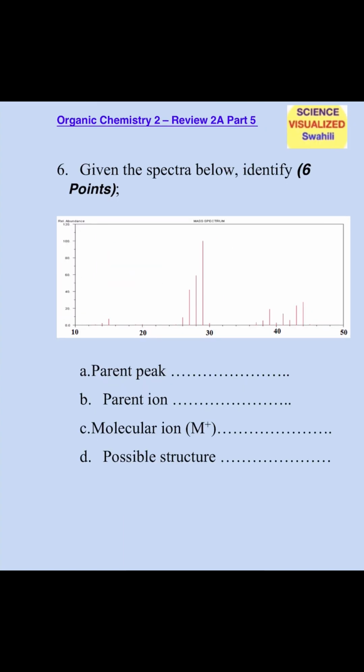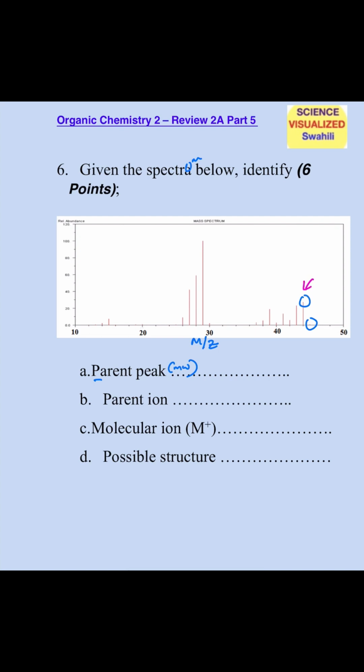Last question. Given the spectrum below, identify, this is actually a mass spectrum. The units here should be m/z, which is mass to charge ratio. Identify the parent peak. The parent peak is what you have before the molecule starts splitting, and therefore it's going to give you the molecular weight. That's usually farthest to the right. So farthest to the right, we have that small peak there, and we have this one here.